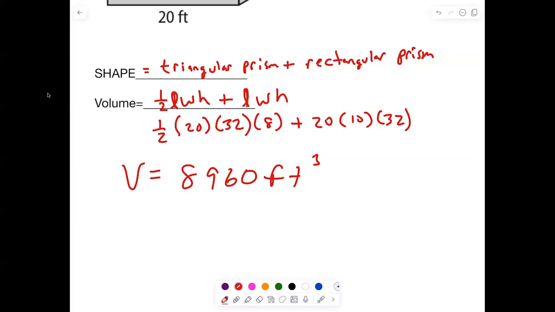For the rectangular prism, it's just length times width times height. Right. You okay with that? All right. 8,960. Anybody have any issues? Going once?